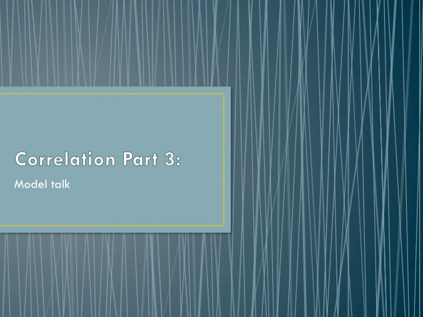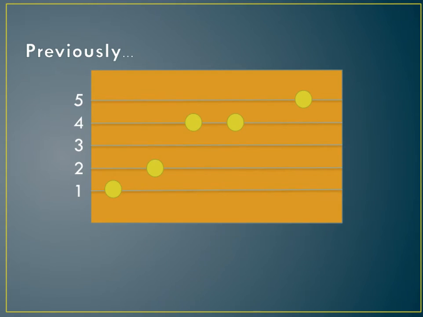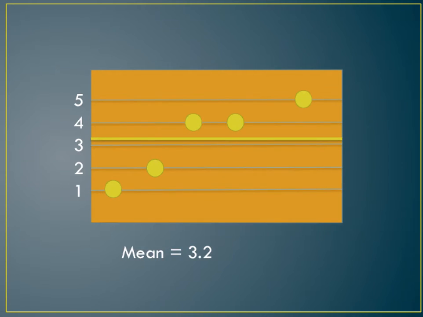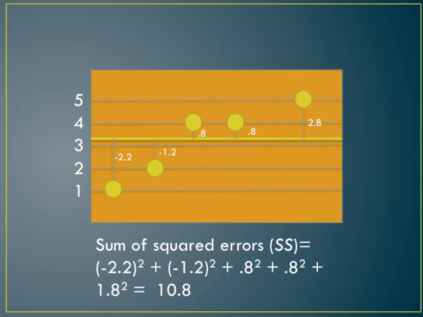So now we're going to move on to model talk. So previously, when we've been talking about models, we were talking about the mean primarily. So we saw that if you had a group of numbers, you could find the average, and then to figure out how well the mean fit as a model, you could see the sum of squared deviations.